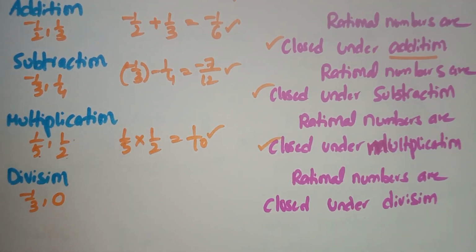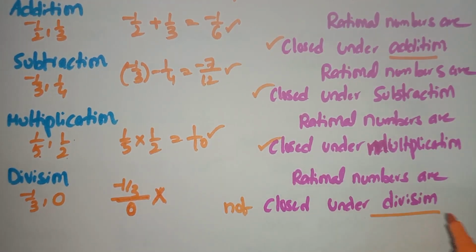So next one, division. Let us choose minus 1 by 3 and 0. Let us divide minus 1 by 3 by 0, but we cannot find the value of minus 1 by 3 when it is divided by 0. Thus we can conclude rational numbers are not closed under division.